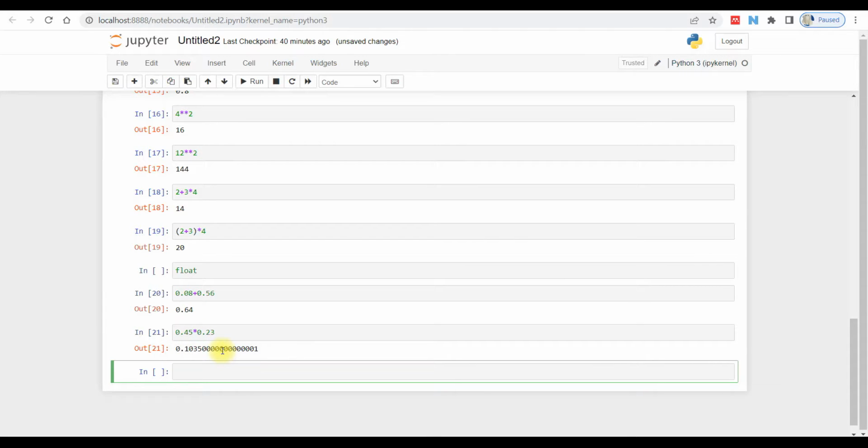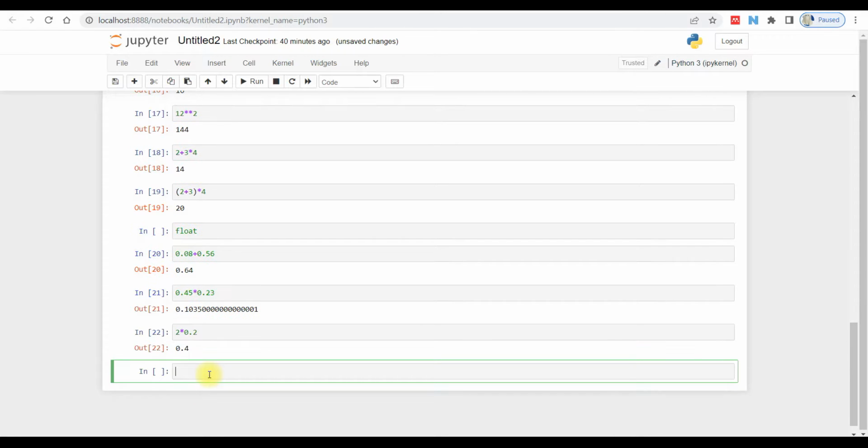And similarly, you can multiply an integer and a floating point value. You can do that: 2 into say 0.2. So shift enter, you find 0.4. Here I am multiplying the integer value 2 into a floating point value, which is 0.2, and which gives you the output of 0.4.